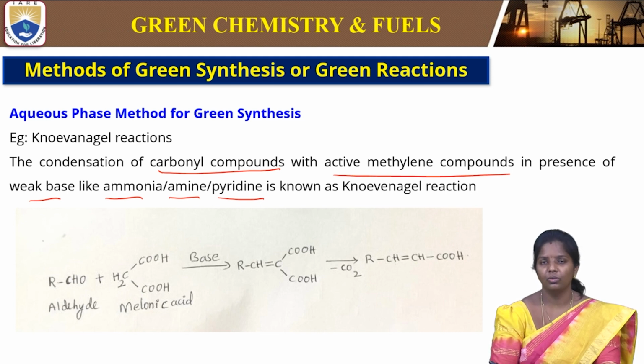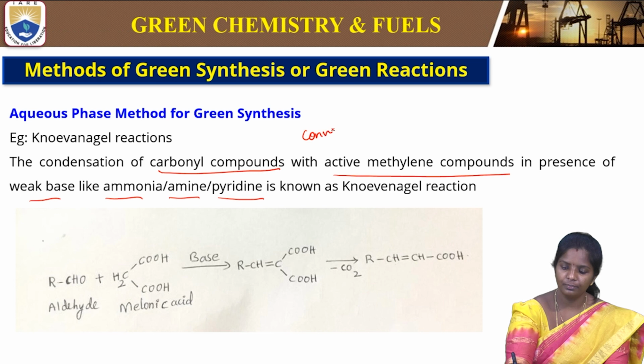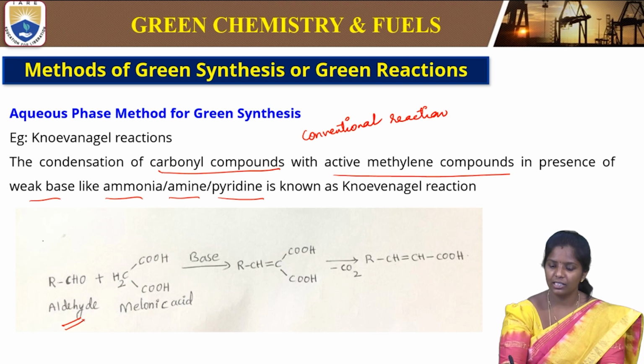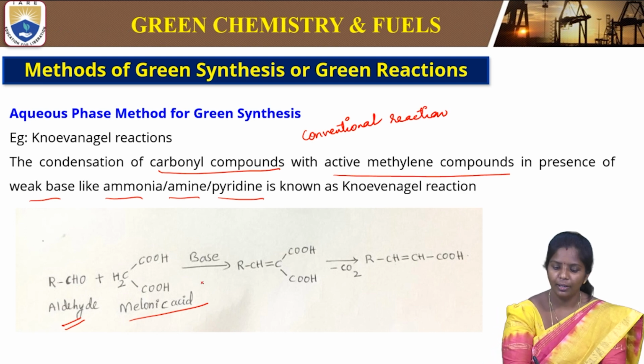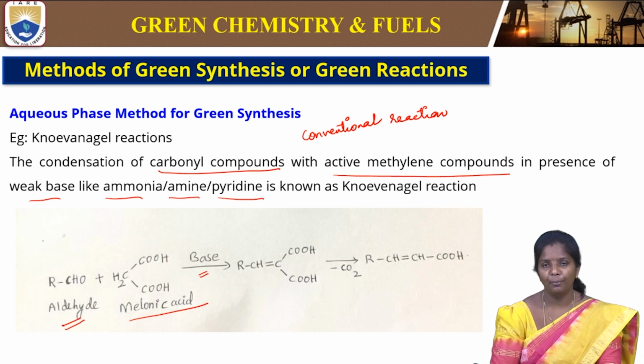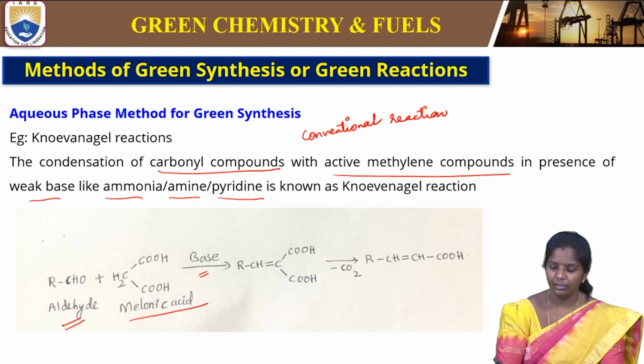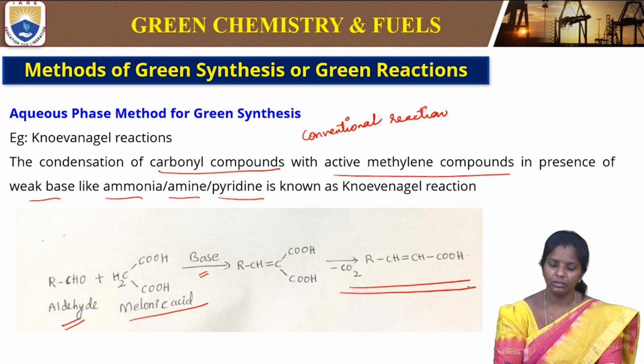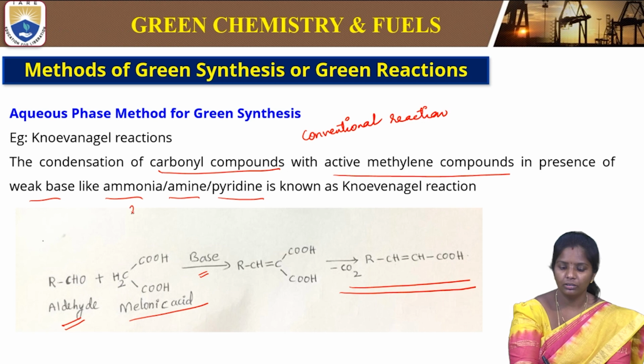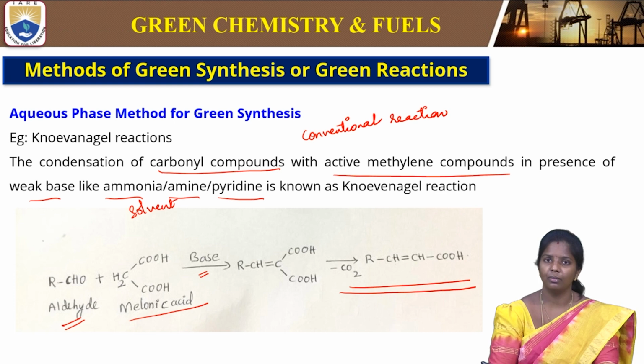Here, this is the conventional reaction, where a carbonyl group reacts with an active methylene compound, malonic acid, in the presence of a base like ammonia, amine, or pyridine. It will give a carboxylic acid. This is one of the reactions that takes place. How are we using solvents here? Organic solvents only: amine, pyridine, or ammonia for basic nature.